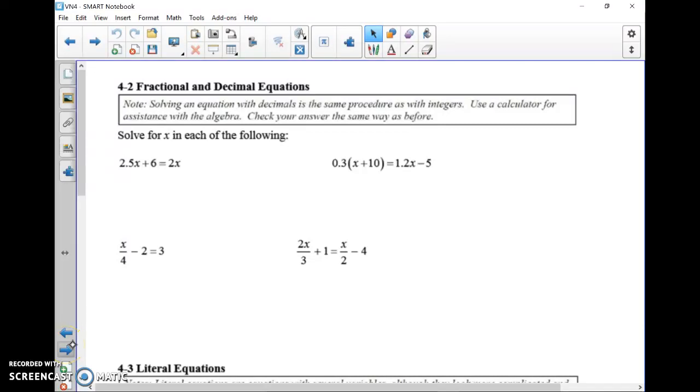Algebra 1, Common Core, Unit 4, Section 2, Fractional and Decimal Equations. So 4.1, the video before this, was just solving basic equations. We're still doing that here in 4.2. We're just adding everybody's favorite fractions, decimals.